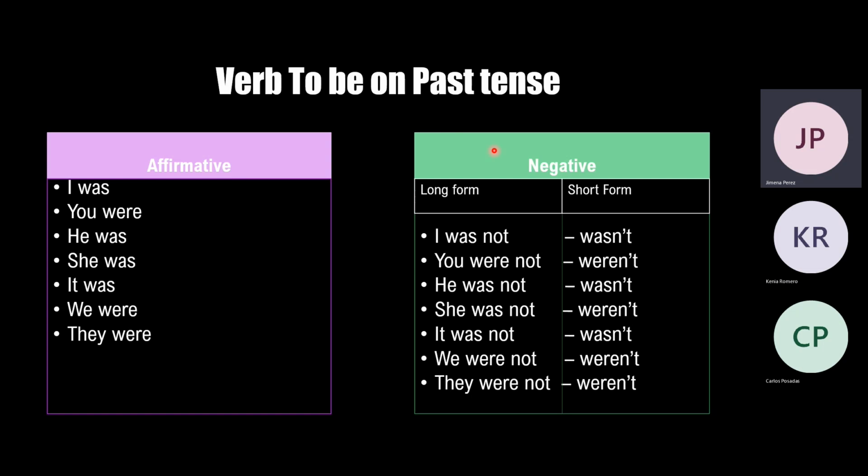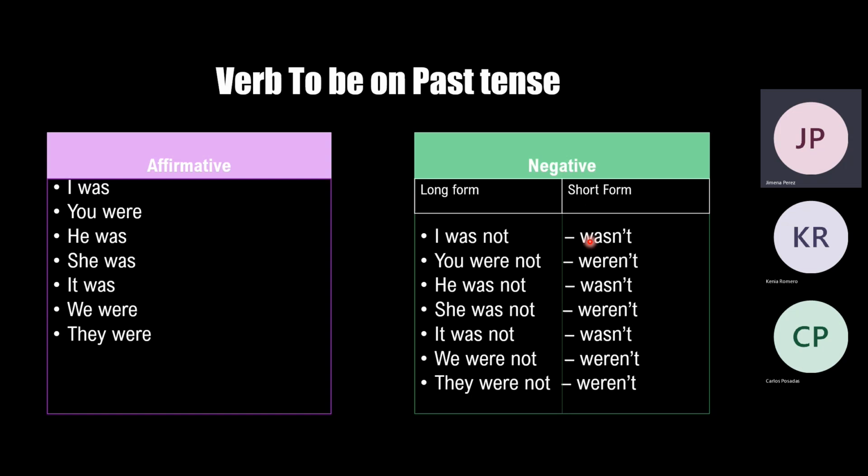By negative, the negative form, we have the long form and the short form. In the long form, we only add the not next to the verb be in past. So it could be I was not. And the short form, we make a contraction, similar to present simple.